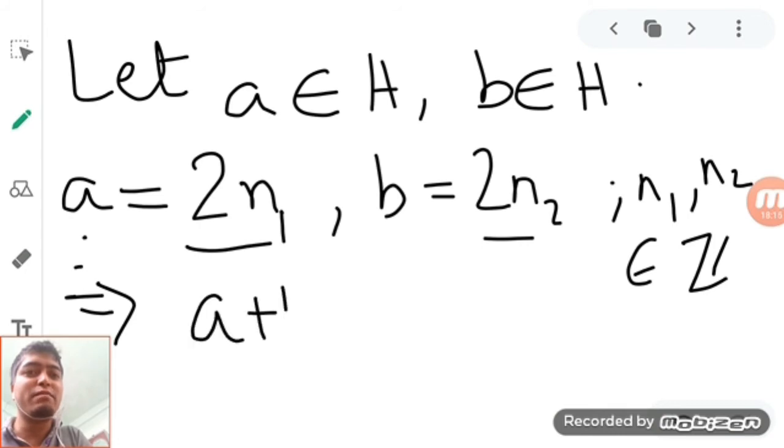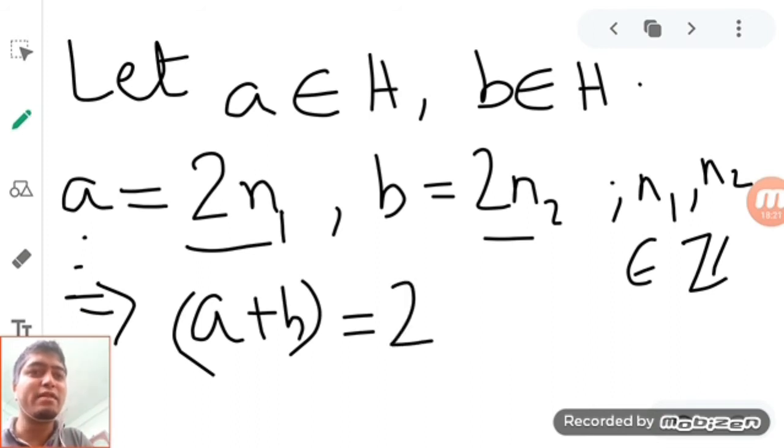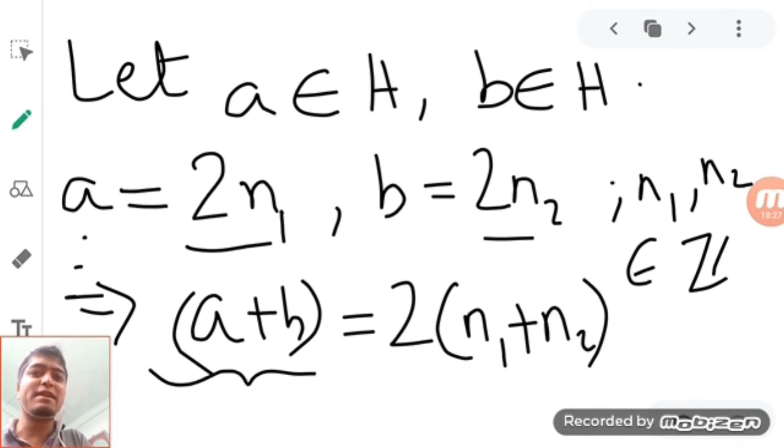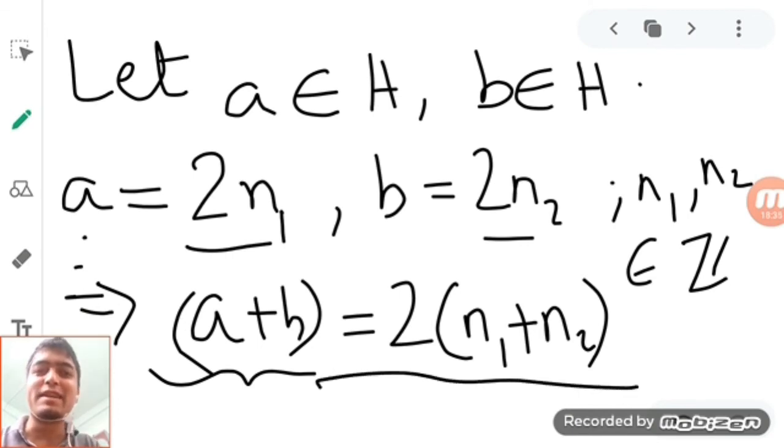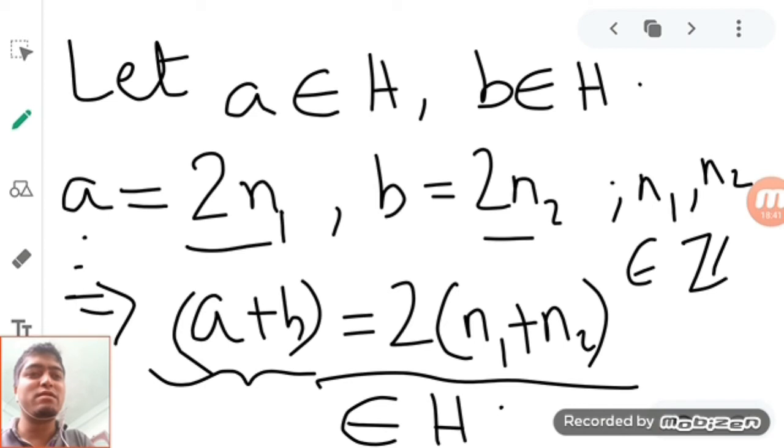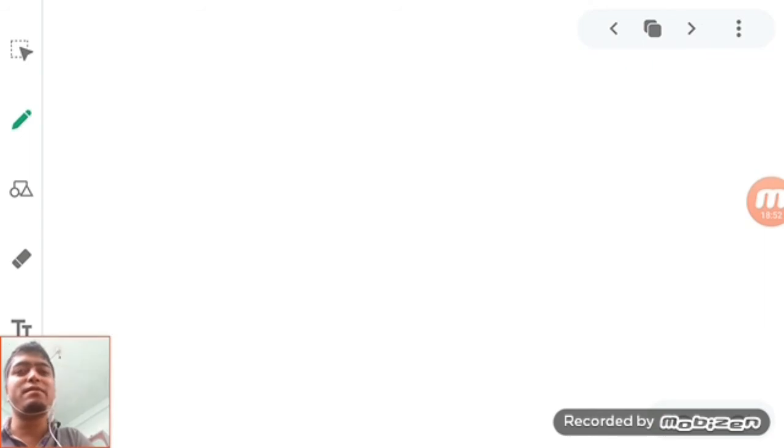Now we need a plus b, so a plus b will be equal to, you can do it directly, 2n1 plus 2n2. This line is stating that a plus b is a multiple of 2, so that is why it belongs to H. So this is how we do it more formally. I think that is clear. Hence condition 2 is satisfied.